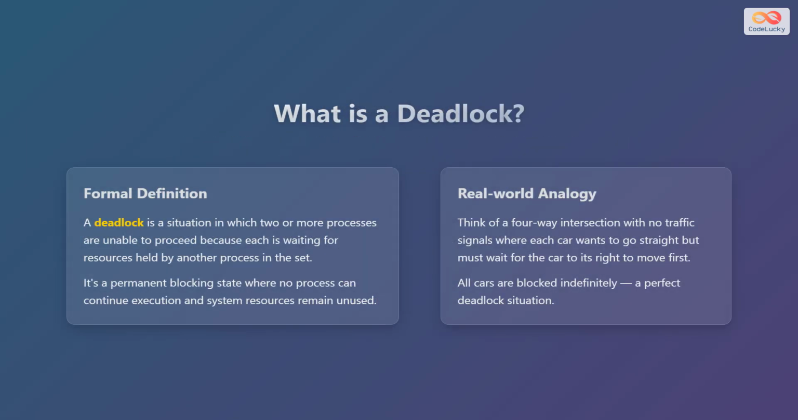So, what exactly is a deadlock? Formally, a deadlock is a situation in which two or more processes are unable to proceed because each is waiting for resources held by another process in the set. It is a permanent blocking state where no process can continue execution and system resources remain unused.